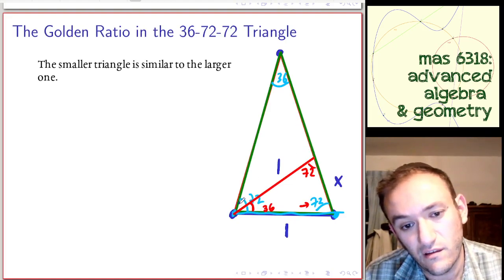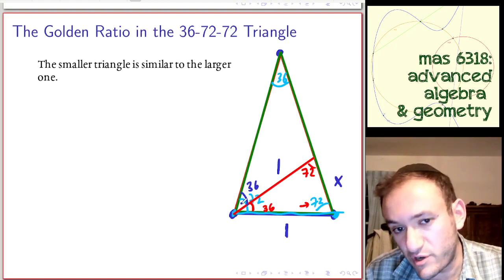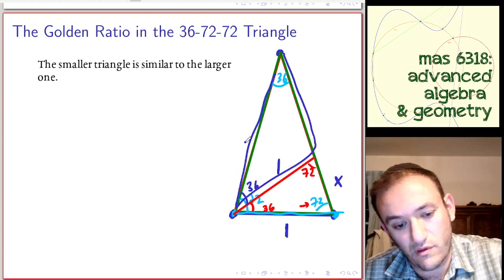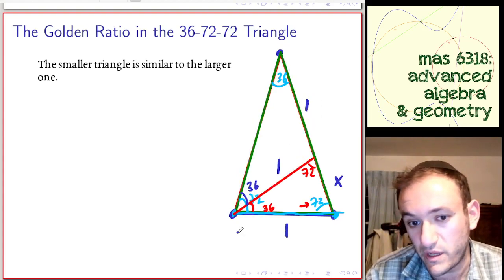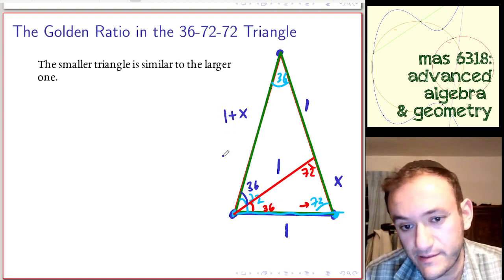But then we know that this is also 36. So we have 36 on either side here. So that means that the top triangle, this one, okay, that's also isosceles. So this length also has to be equal to 1, which means that this is 1 plus x. Okay.